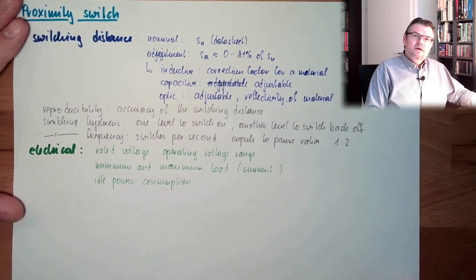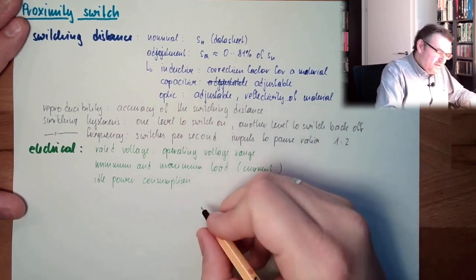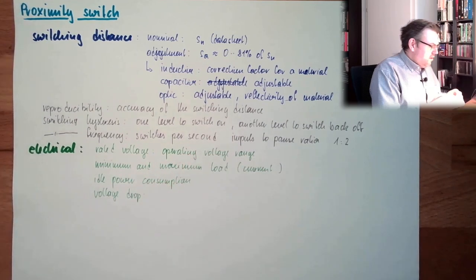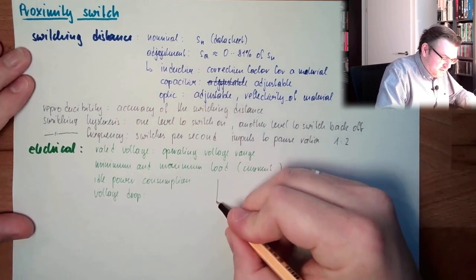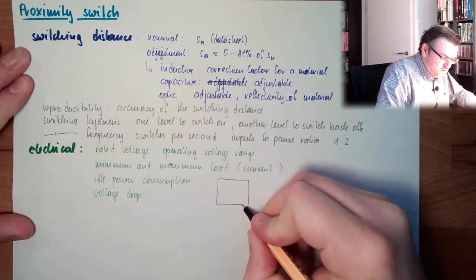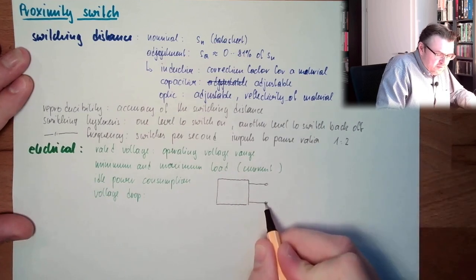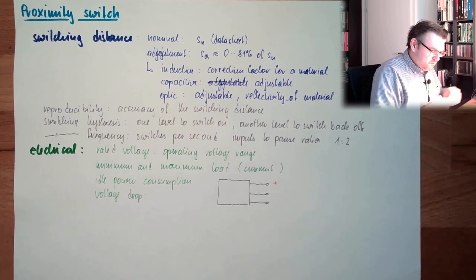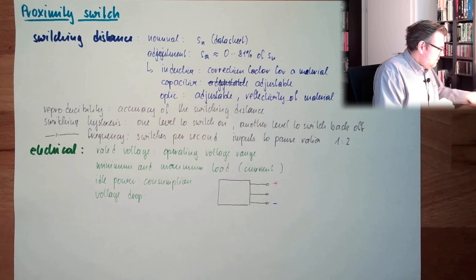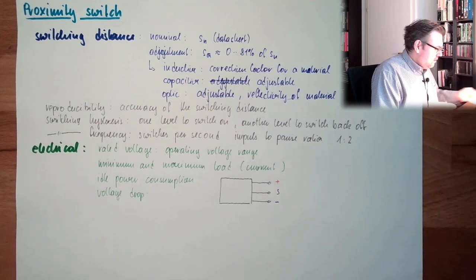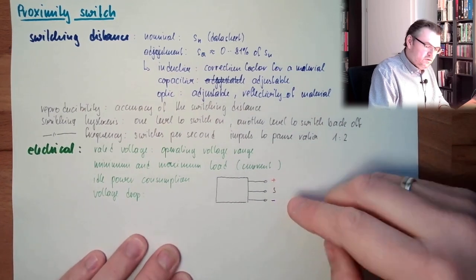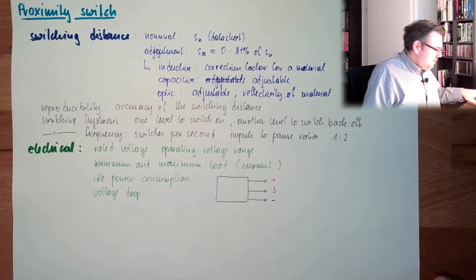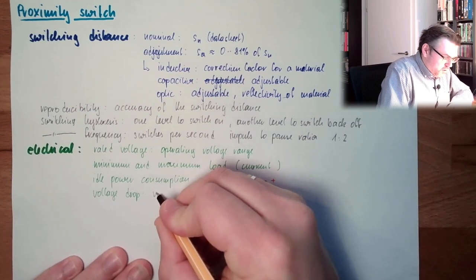This is how much power the sensor needs itself, and closely related to that, there is also the voltage drop. This means, if you have a proximity sensor connected here and here, and here we have the signal, so here we have plus, minus, and signal. Then the voltage signal is a little bit lower than the plus and minus. So if you apply 24 volts here, then maybe 22 are coming back, something like this. Voltage drop, voltage loss.